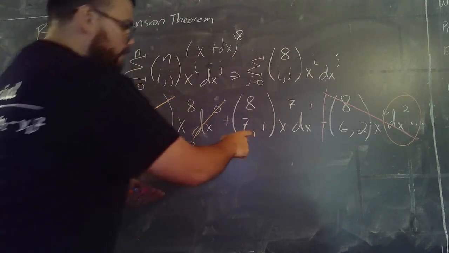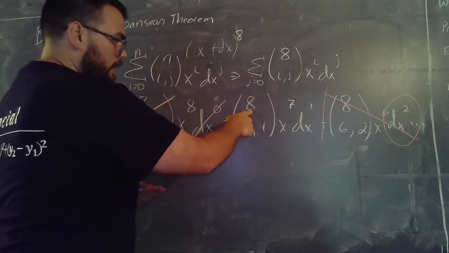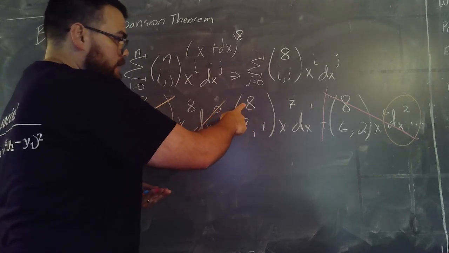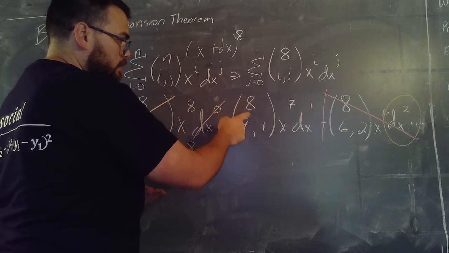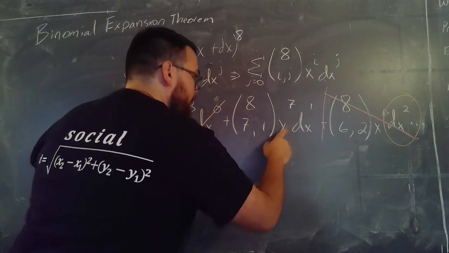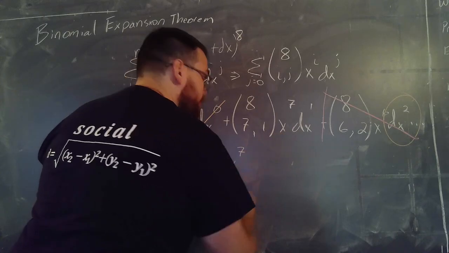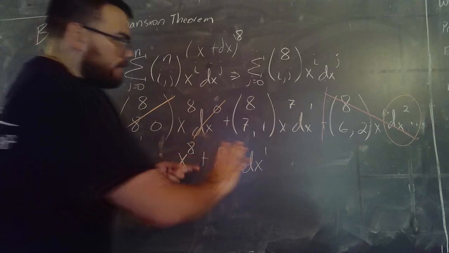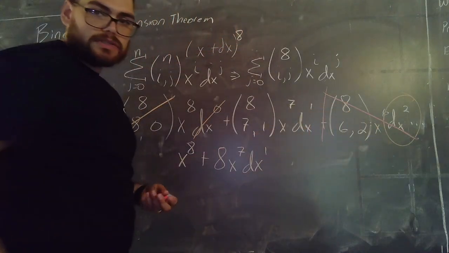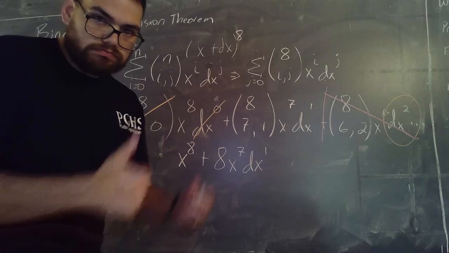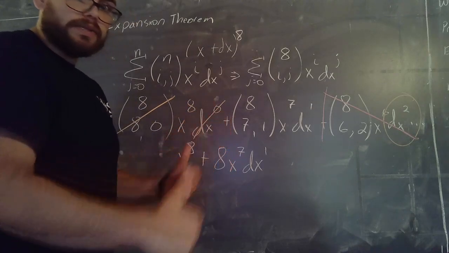And then this one, since that's 1 less than our n, our coefficient is going to just be that 8 there. We've got x to the 7th, dx to the 1st. And everything after that, because that's a dx squared, has a degree of smallness close to 0.